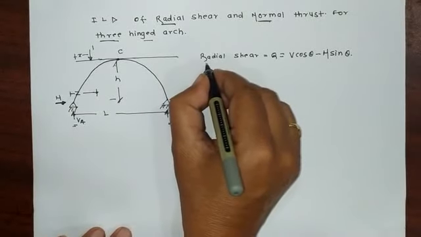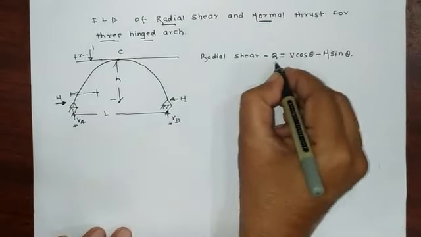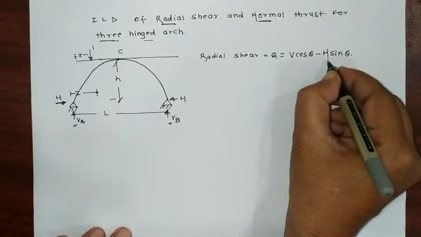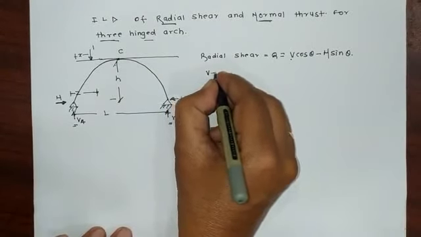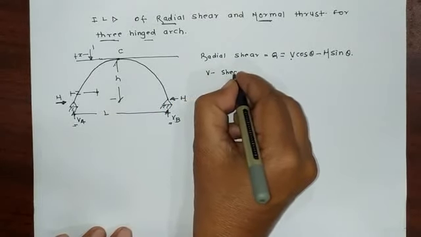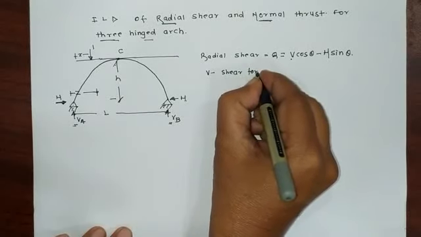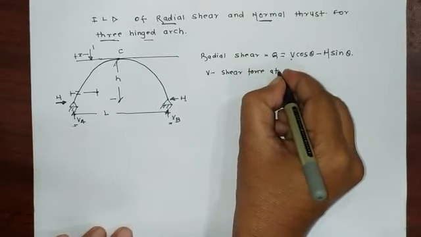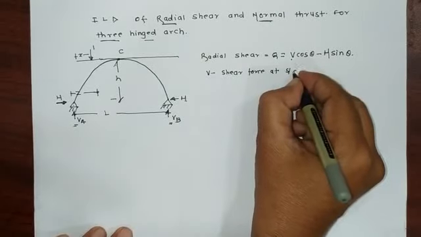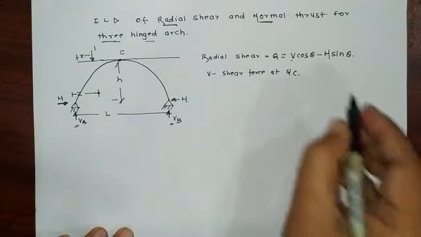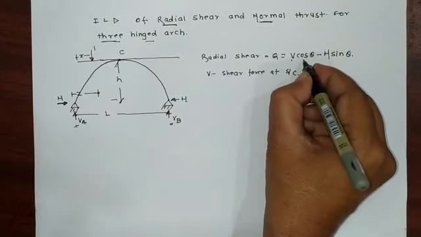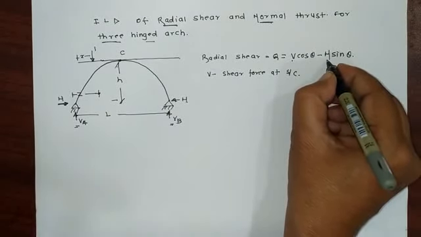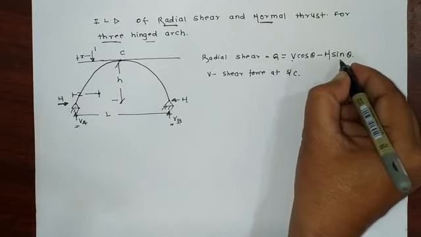Now we know the formula of this radial shear is Q is equal to V cos theta minus H sin theta. It means we have to find out or draw the ILD for V. V indicates the shear force at that section. So first we have to draw the ILD for V, then we multiply that by cos theta, then again we draw the ILD for H, and again we multiply by sin theta.